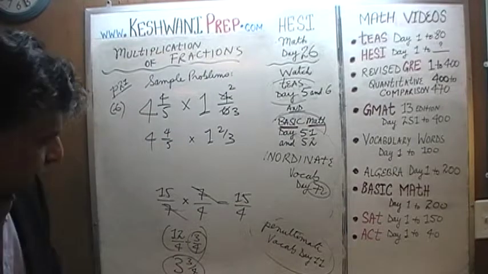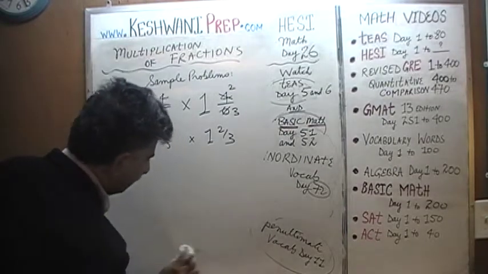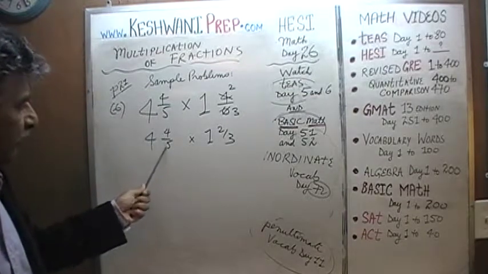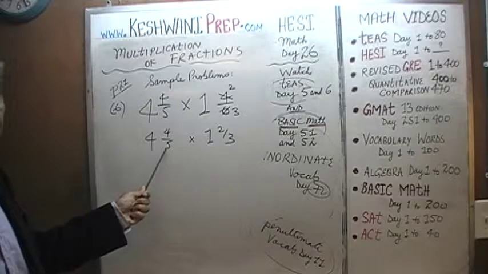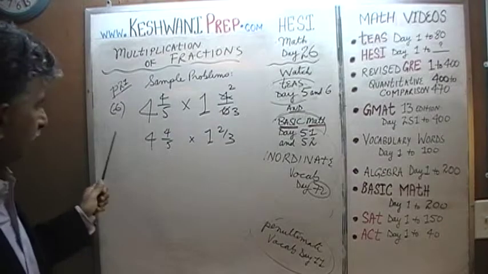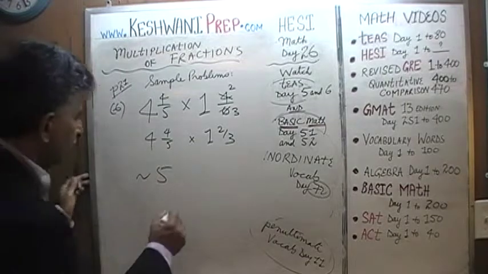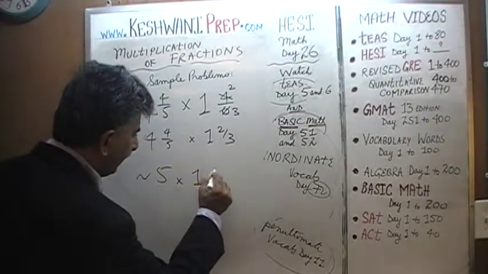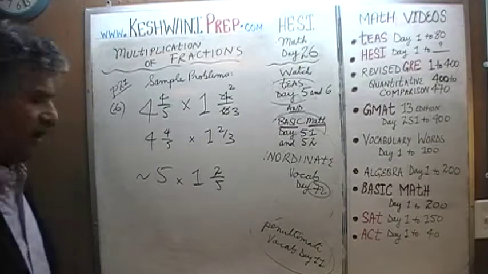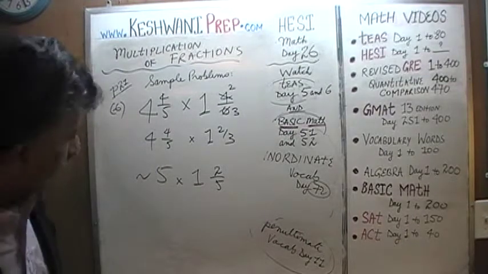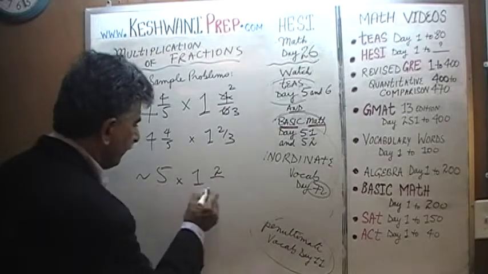Okay, watch what happens. We're trying to find the estimation first. 4 and 4 fifths. 4 fifths, I would say is something very close to 1. So we're going to estimate it as 5. 4 and 4 fifths is about 5. 5 times 1 and 2 thirds. Rather, not 2 fifths, 2 thirds.